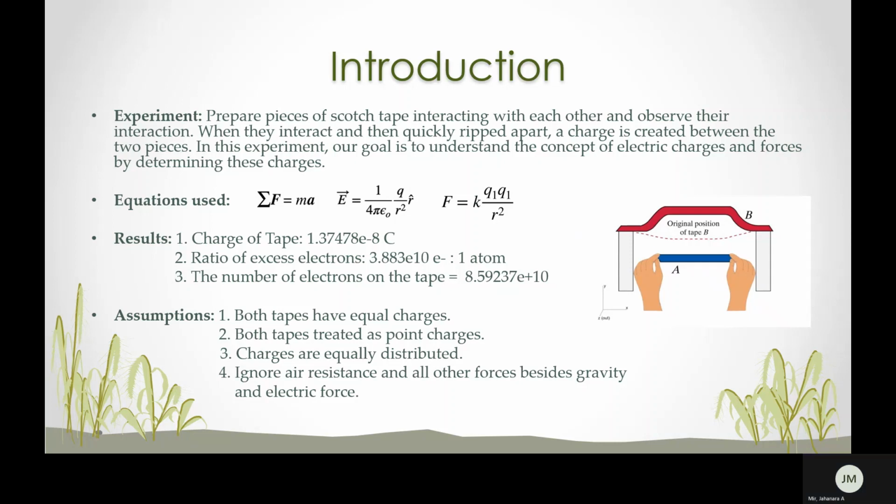the tapes. The fundamental equations used in this experiment were Newton's second law, along with the equation for the electric field of a point charge, as well as Coulomb's law. These are some of the results that I found. We'll be going more in depth about the results later on, but I found the charge of the tape, the ratio of excess electrons, and the number of electrons on the tape.